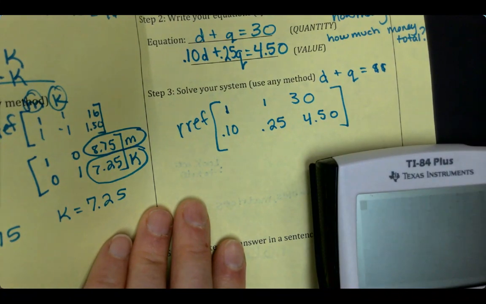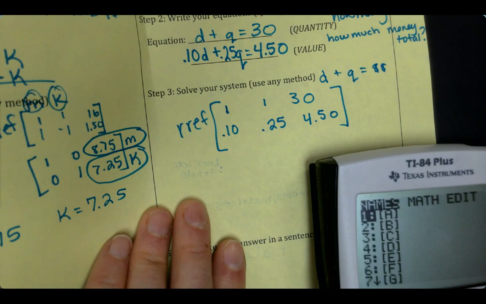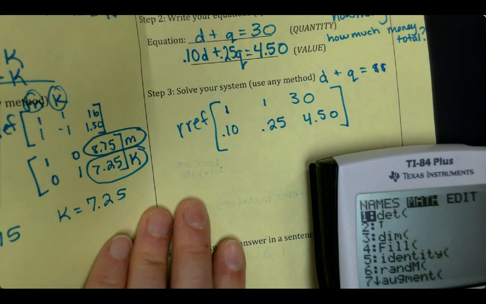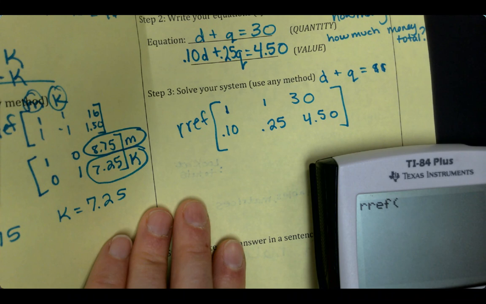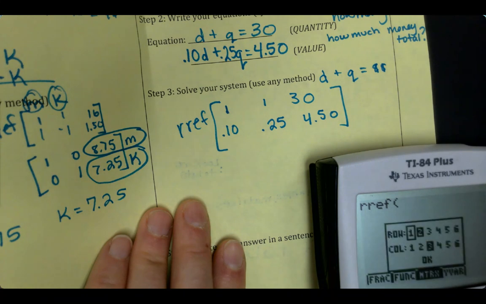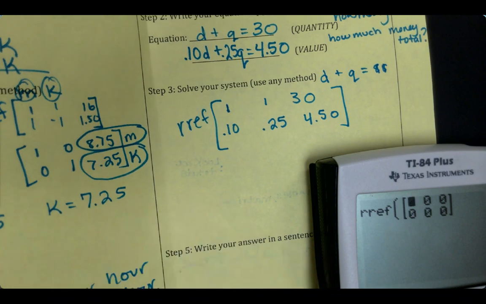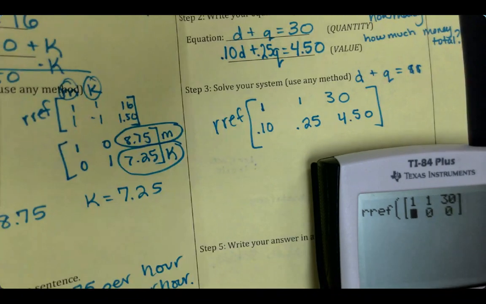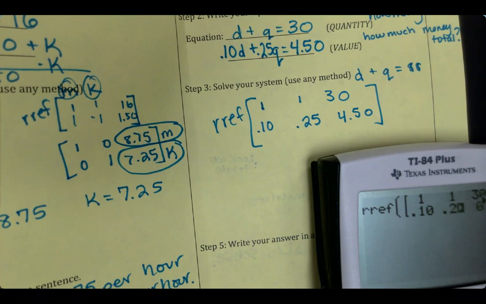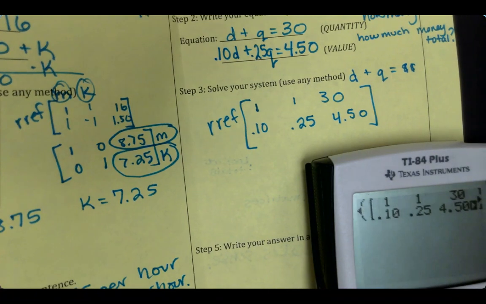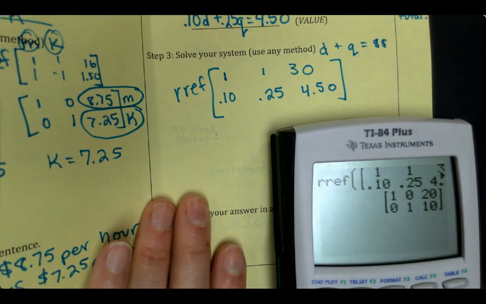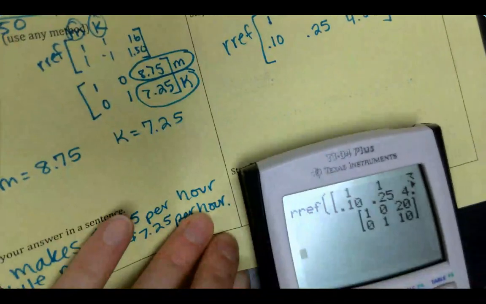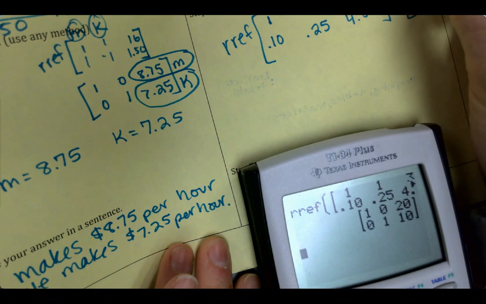Let's finish this problem out. So second matrix, over to math, down to RREF, alpha zoom, 2 by 3, put your numbers in. And we get our solution: 1, 0, 20, 0, 1, 10.